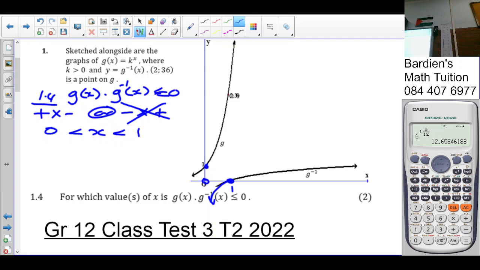Now you see, there's an equal sign here as well. Can it be equal at the 0? No. Why? In an asymptote, the graph doesn't exist. Can it be equal to 1? Yes, because at 1 it's equal to 0. Okay. Let's go to the next question, 1.5.